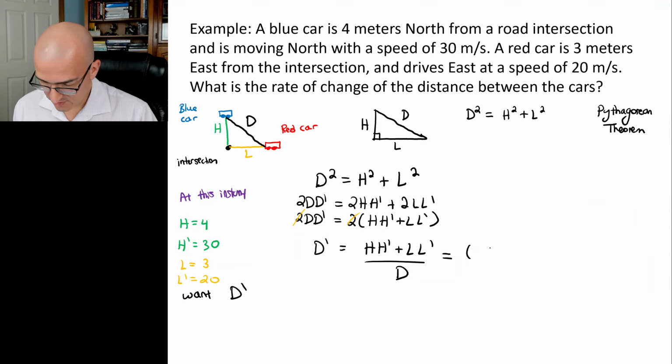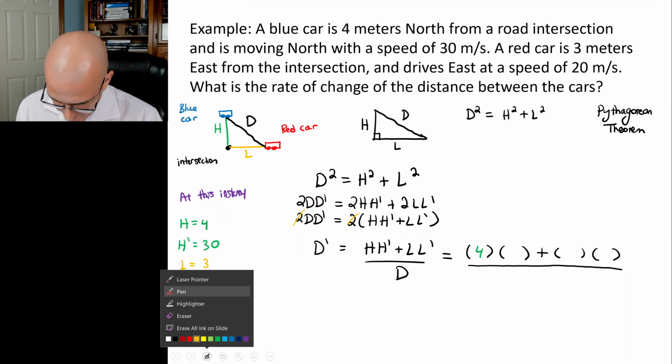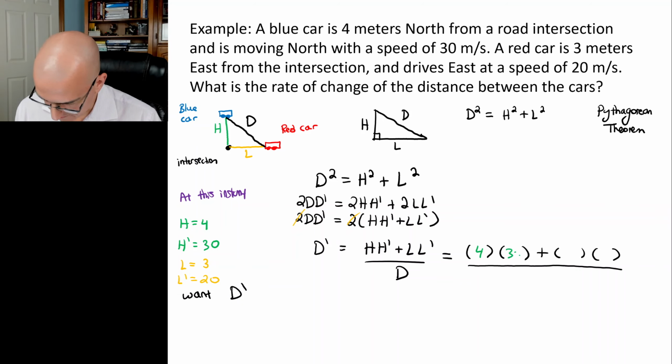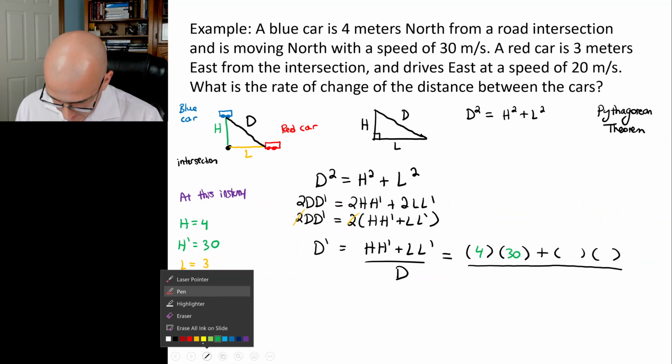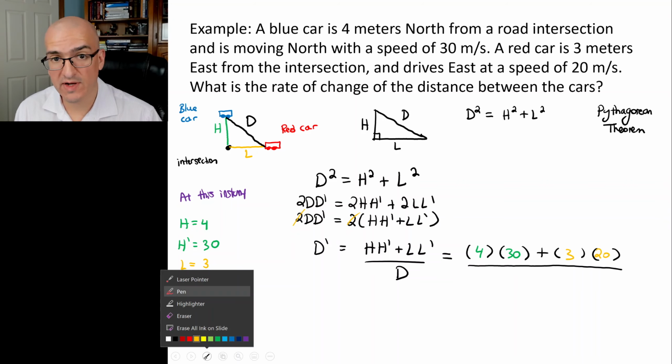We can start plugging in data, but when we do that we get stuck. We have h and h prime. We have L and we have L prime. So I'll plug those in. Oh, I screwed that up, didn't I? Gotta be careful. H times h prime, so 4 times 30. I was thinking of something else. And then 3 times 20. We don't have d. We're gonna have to find it.